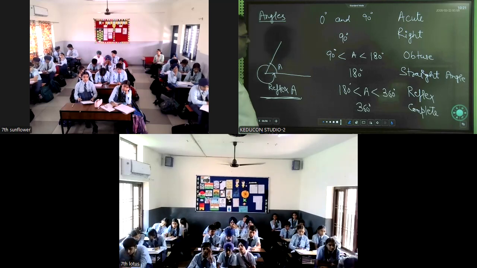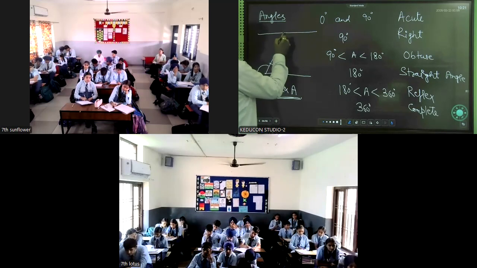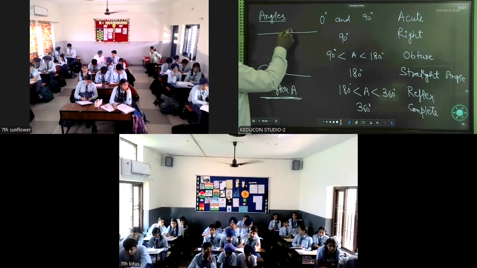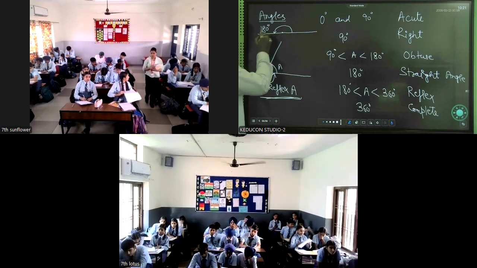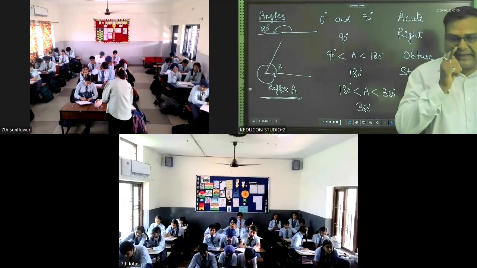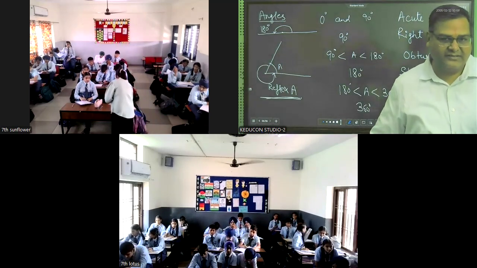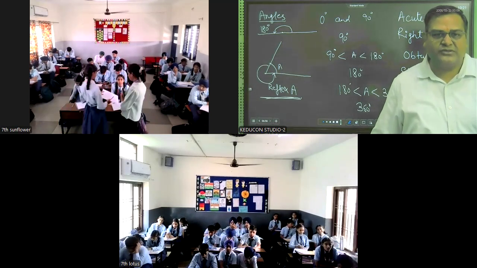Is it clear? And if a straight line is there, at this point, this is the angle, this is 180 degree. This is called straight angle. 90 degree to 180 degree, obtuse angle. Is this clear?